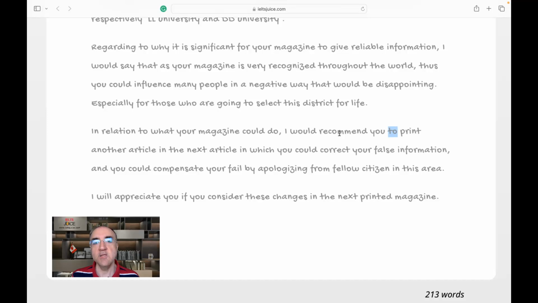I think that the writer may not know the word cycle here. That's a jargon for newspapers and magazines. Or maybe you could say next volume or next publication, but not in the next article. You print another article in the next article. You don't print article in another article. That doesn't happen. In which you could correct your false information.